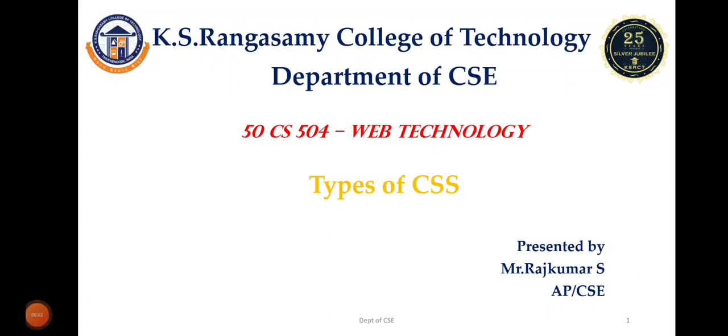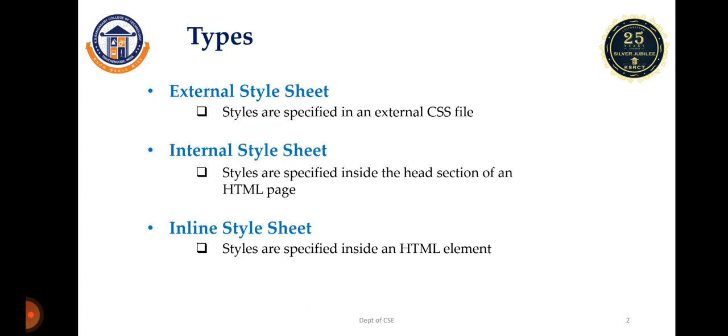Welcome to today's session. Today we are going to see types of CSS. CSS is Cascading Style Sheets. Here today we are going to see three types of CSS. What are the three types of CSS? The first one is external style sheet, then internal style sheet, and the last one is inline style sheet.